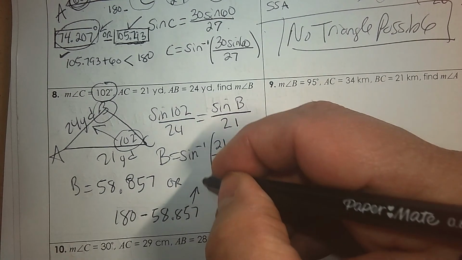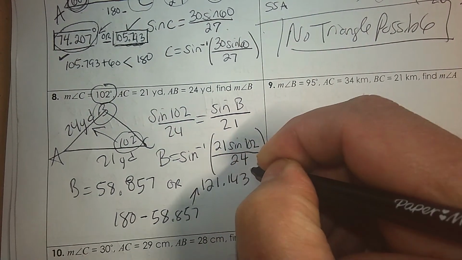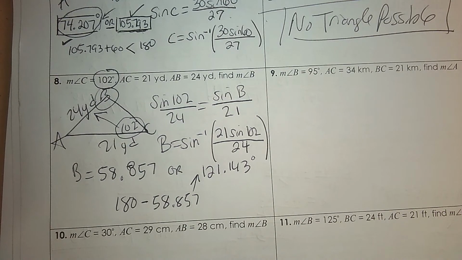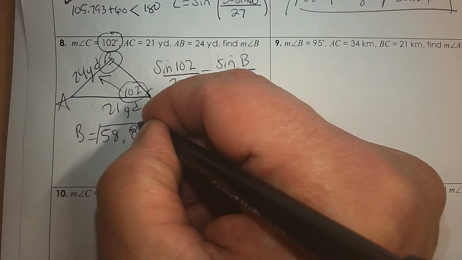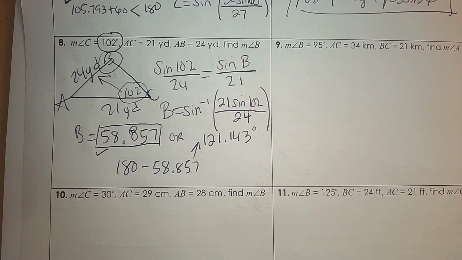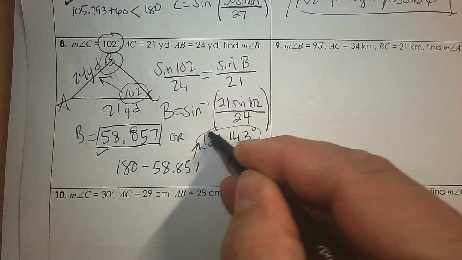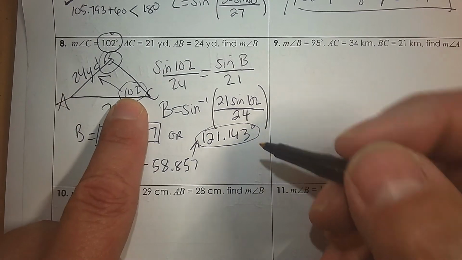And the other possibility is 121.143. Now, the acute angle is one possibility. I don't have to test out the acute one. But what do I have to do with the obtuse possibility? I have to add it to what's already in the triangle.